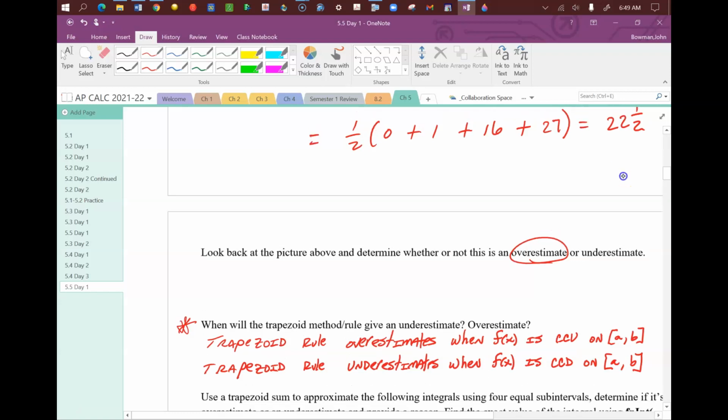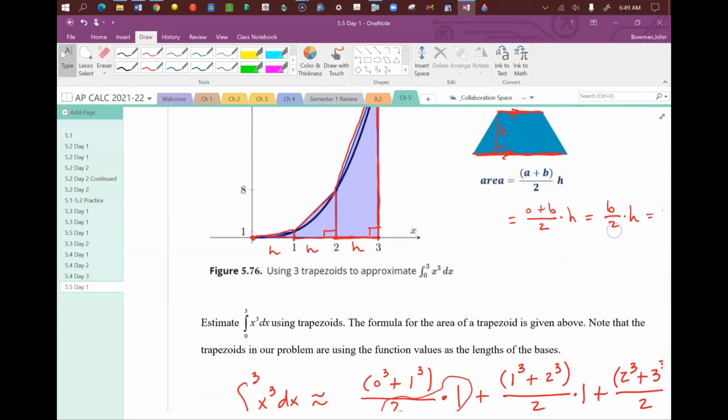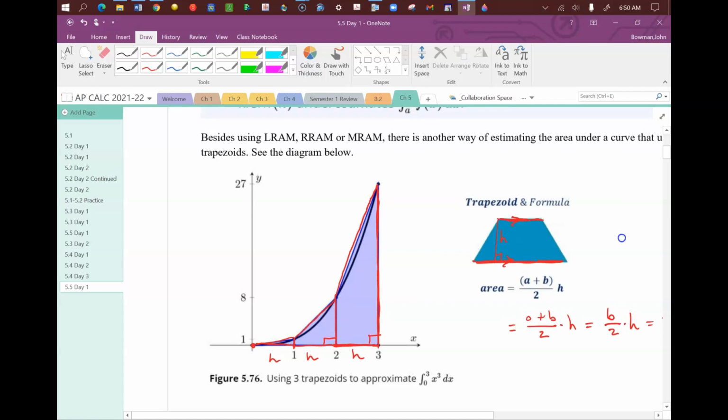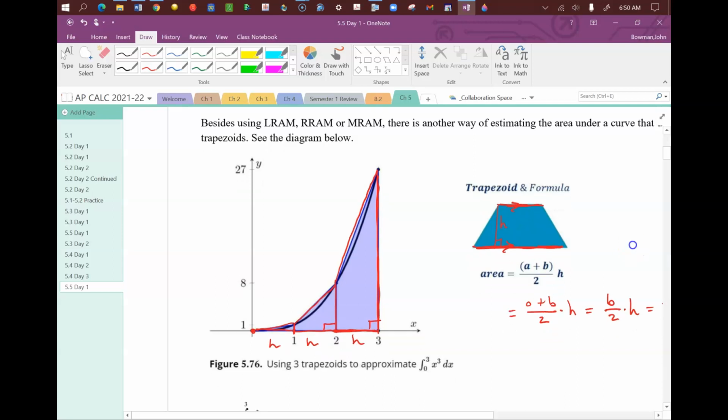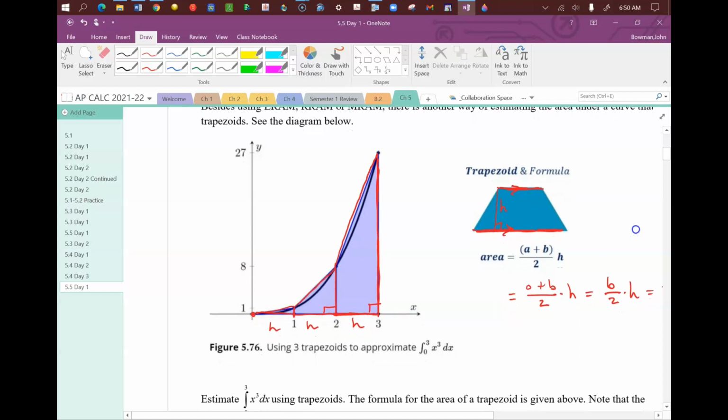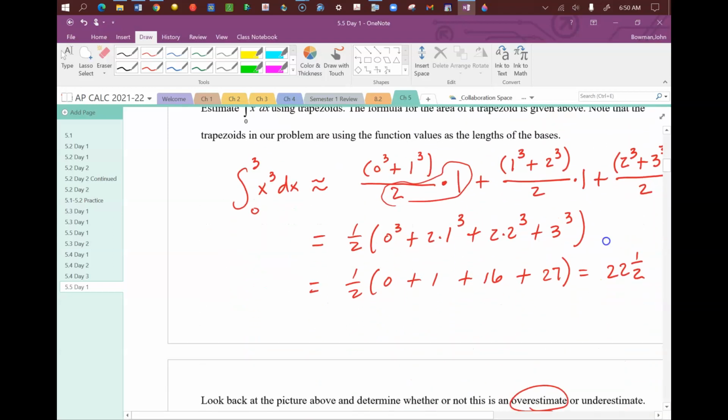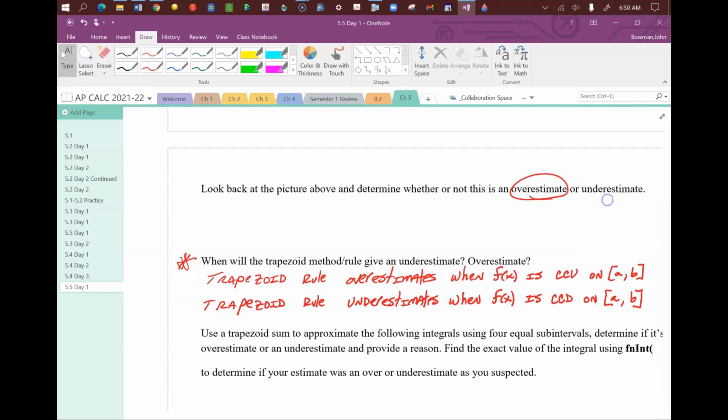Again, I would not try and memorize that. I would draw myself a picture of a function like this one here, which illustrates the idea that the trapezoid rule is overestimating the integral when the function is concave up. And you'll just see a similar thing when the function is concave down.